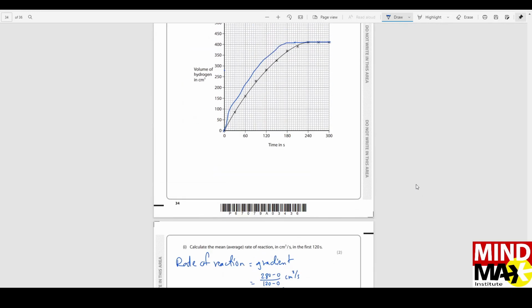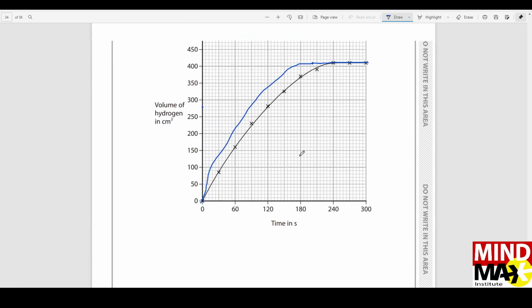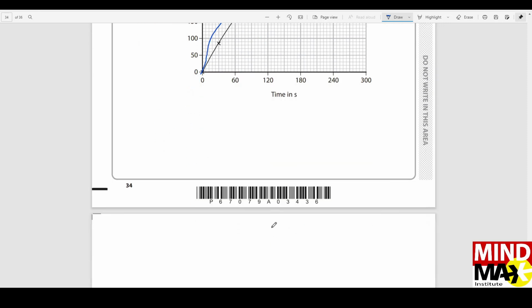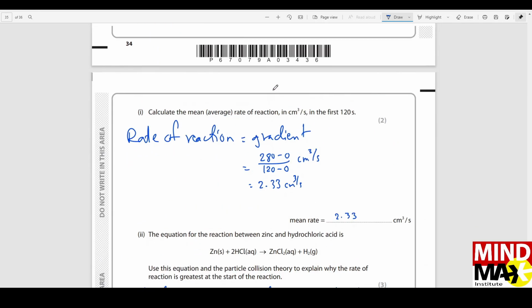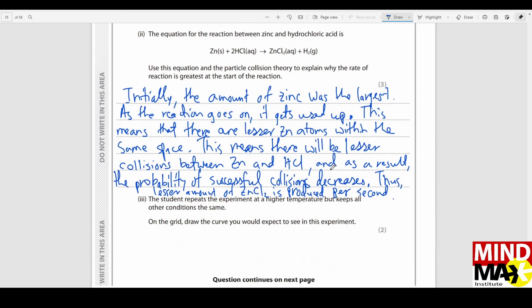So if we zoom in, at 120 seconds, the volume is this much, which is 280. So 280 is the volume of the hydrogen which has been formed in 120 seconds. So we find the gradient. That gives us a rate of reaction of 2.33 cm³ per second.